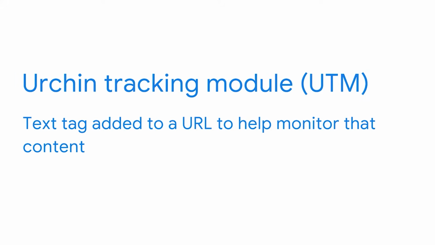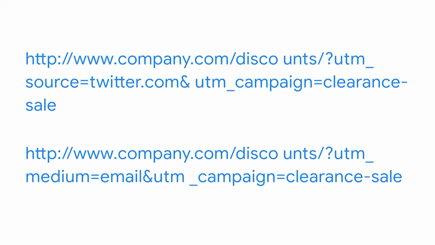An example of when a custom dimension is required is when UTM tags are added to URLs. UTM stands for Urchin Tracking Module, named after the Urchin software company that first developed the method. A UTM is a text tag added to a URL to help monitor that content. Here's how it works for an ad campaign. In the first example, UTM source is the source of the traffic to the discount page, and UTM campaign is the name of the campaign.